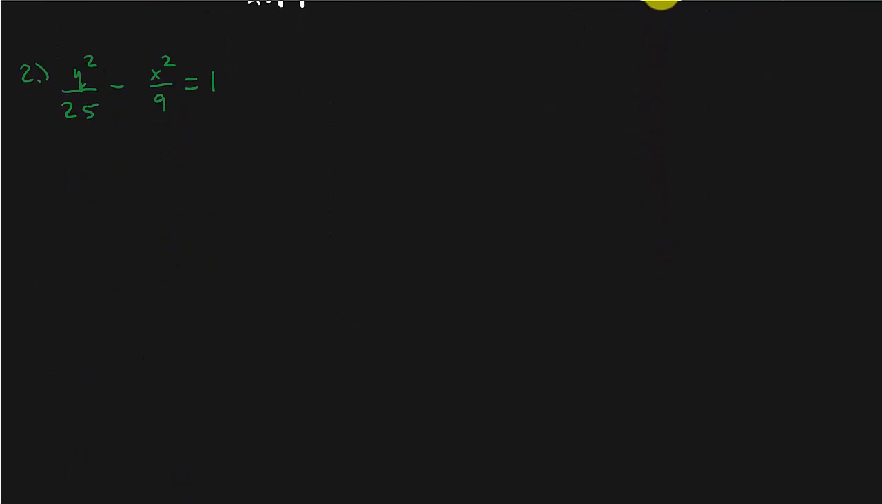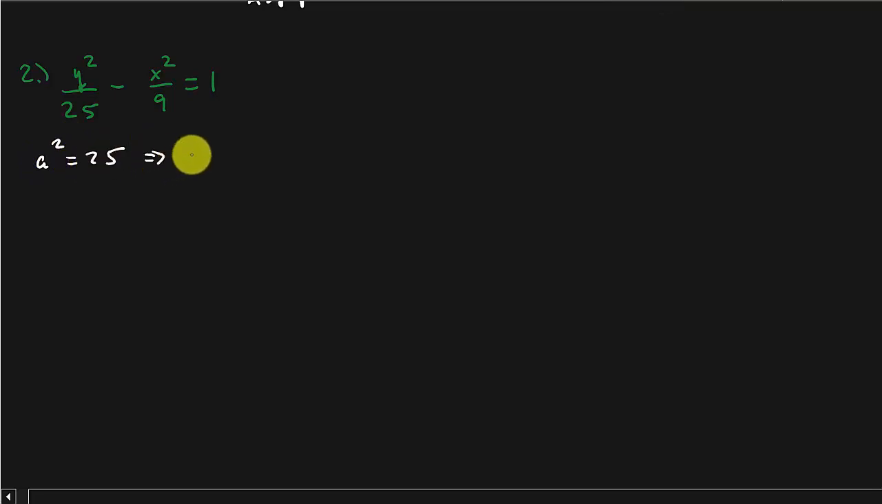So I've got y squared over 25 minus x squared over 9. All right, so how in the world are we going to do this one? Well, let's see. We've got a squared is equal to 25, which tells us a is equal to 5. Remember, a squared is always over here. And we got b squared is 9, and so b is equal to 3.